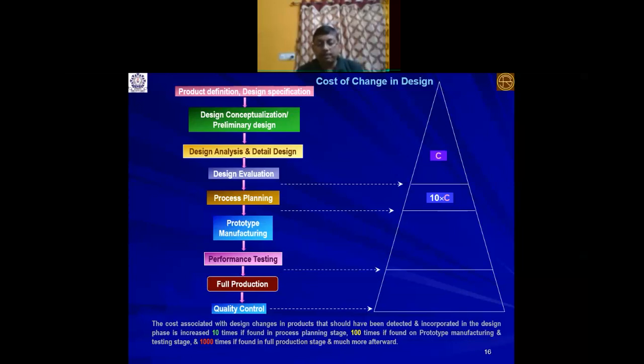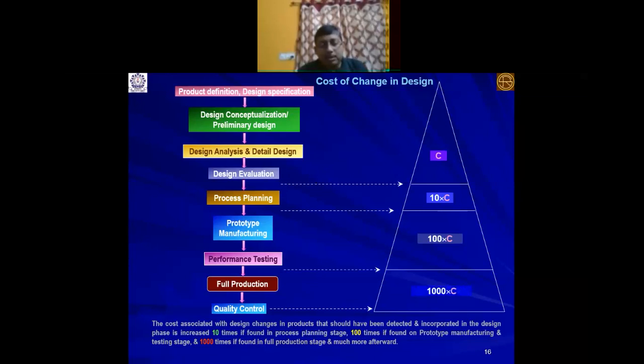then you have to rectify. That means already you have spent money for the process planning and manufacturing. Now you go to rectification, then you go to the design analysis again. Then the cost involvement becomes 100 times more than if it is found in the evaluation stage. And if the same mistake is found in the quality control, then it is 1,000 times more.